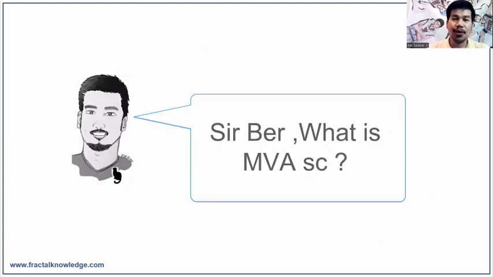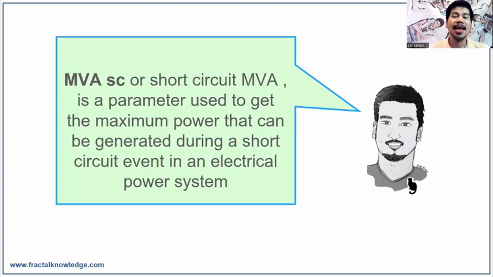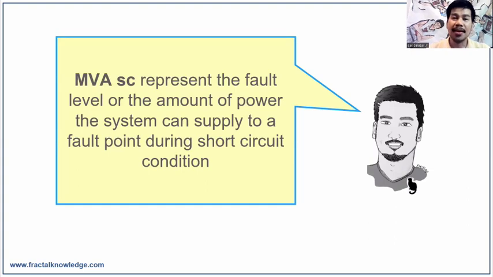Server question po, ano naman po yung MVA-SC? Okay, MVA-SC or short circuit MVA is a parameter used to get the maximum power that can be generated during a short circuit event in an electrical power system. MVA-SC represents the fault level, or the amount of power the system can supply to a fault point during short circuit condition. Ito ang maximum fault that can travel through the point of fault.